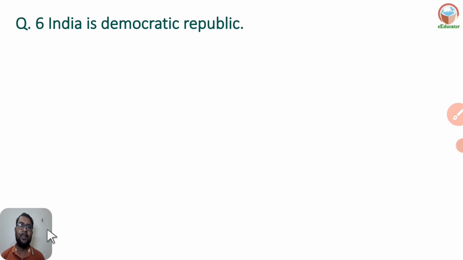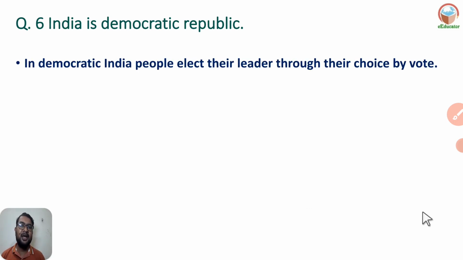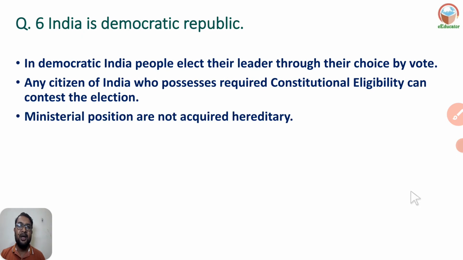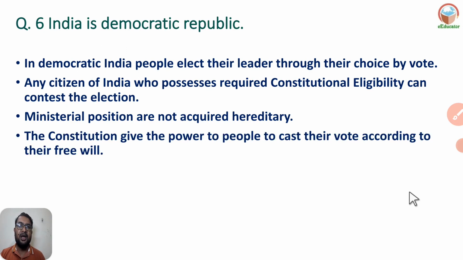Number 6, India is a democratic republic country. In democratic India, people elect the leaders of their choice by vote. Any citizen of India who possesses the required constitutional eligibility can contest the election. Ministerial positions are not acquired hereditarily. The Constitution gives the power to people to cast their vote according to their free will.